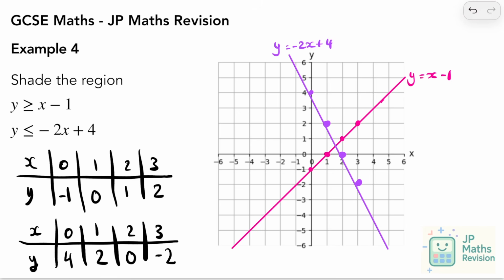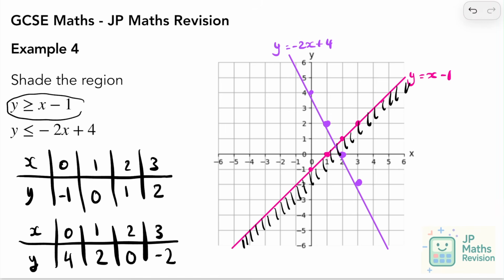So now I need to shade the correct region. So for this one, it's greater than or equal to x minus 1. So we want the region that's above the line because it's greater than. So what I'm going to do here is cross out the region that's less than to show that we don't want that region. So I'm going to cross out this part.